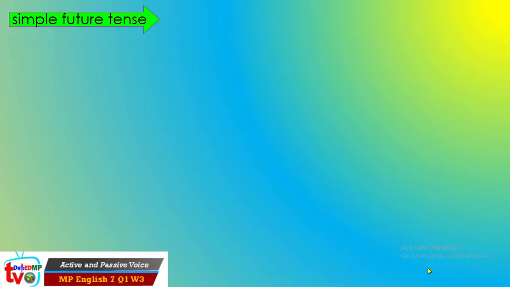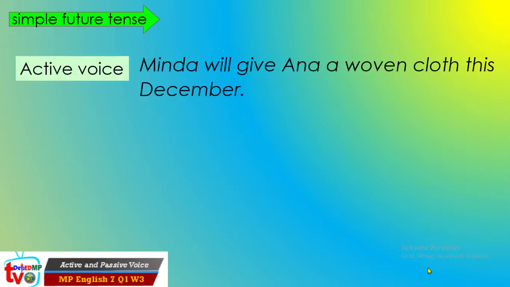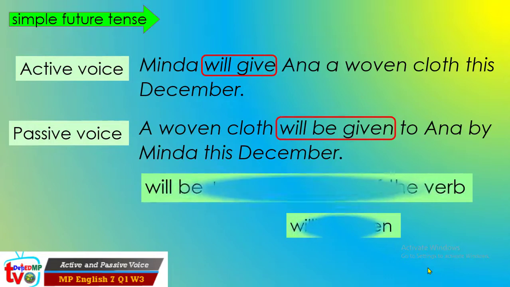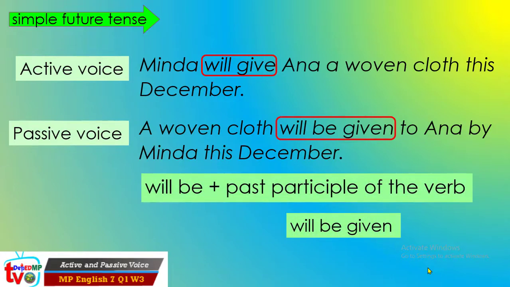Simple future tense. In the active voice, the verb in the simple future tense is will give. Transform this into passive voice. The verb now becomes will be given. And of course, this is also the pattern when transforming an active voice sentence in the simple future tense to passive voice: will be plus the past participle form of the verb.